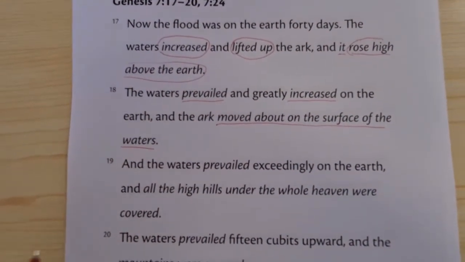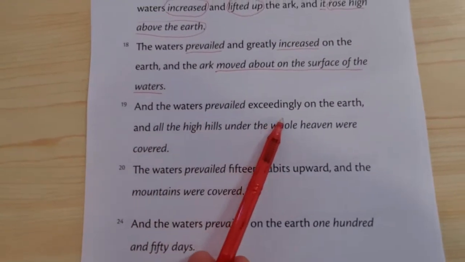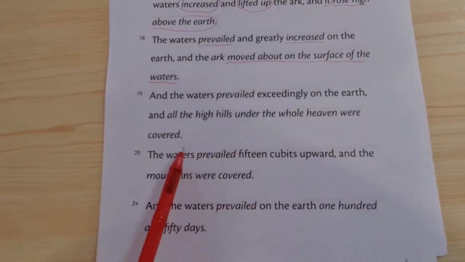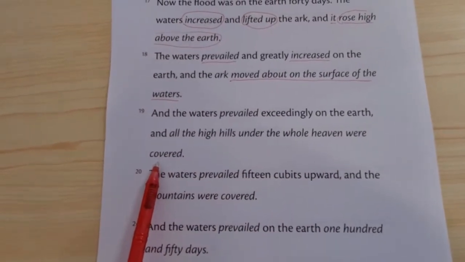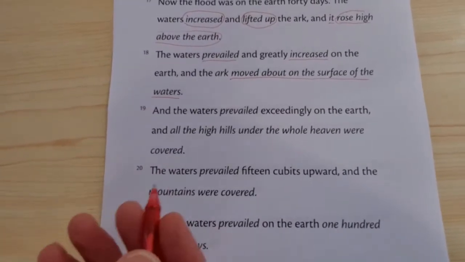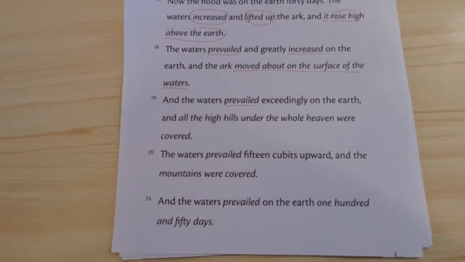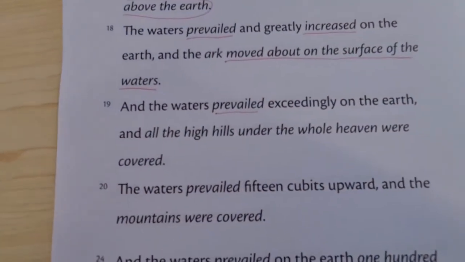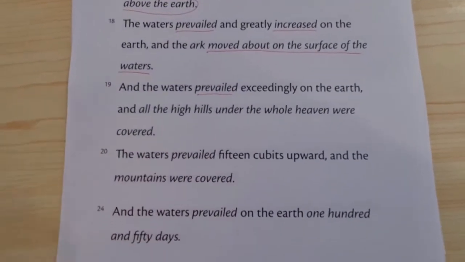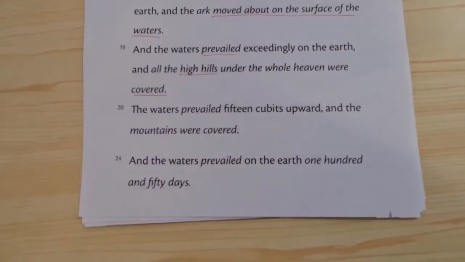And now look at verse 19. And the waters prevailed exceedingly on the earth, and all the high hills under the whole heaven were covered. So where's a familiar word here that we've seen before already? It's prevailed, isn't it? We keep getting that word prevailed. So how high was the water now? All over the high hills on the earth. They were all covered. All the high hills were covered.